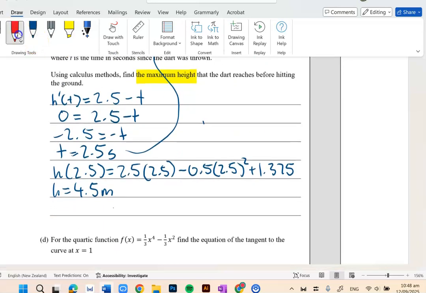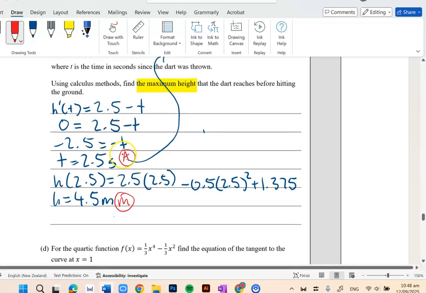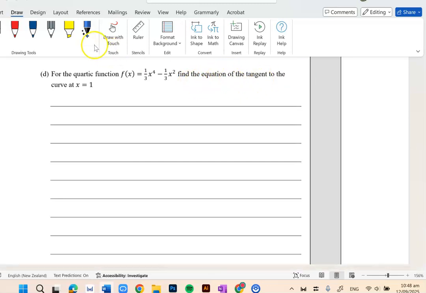Okay, this question is actually worth a merit. If you are able to correctly find the height, you get a merit. If you are able to find the correct time value, you get an achieved. Okay, next question. For the quartic function, this is something different. This equation, find the equation of the tangent to the curve at x equals 1.